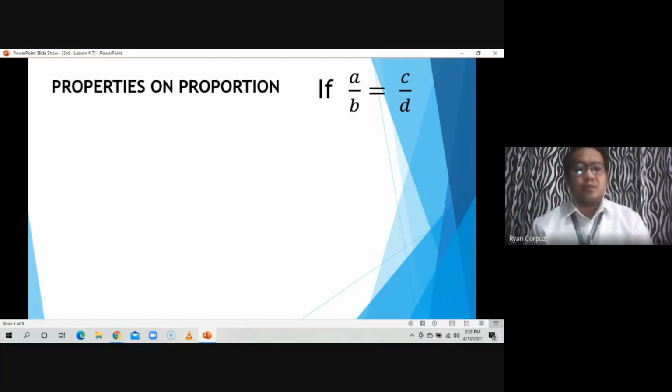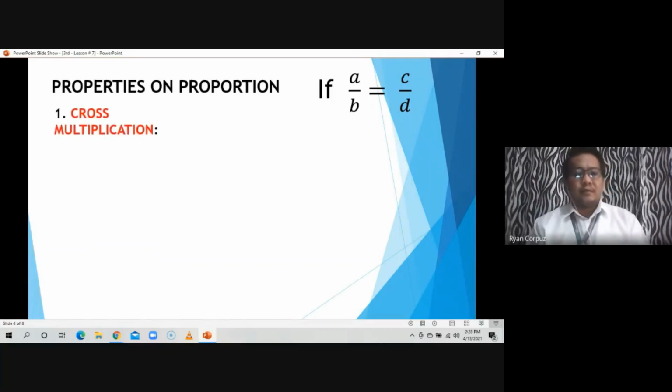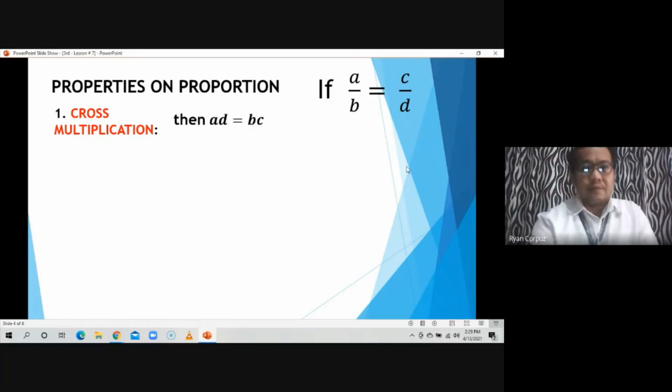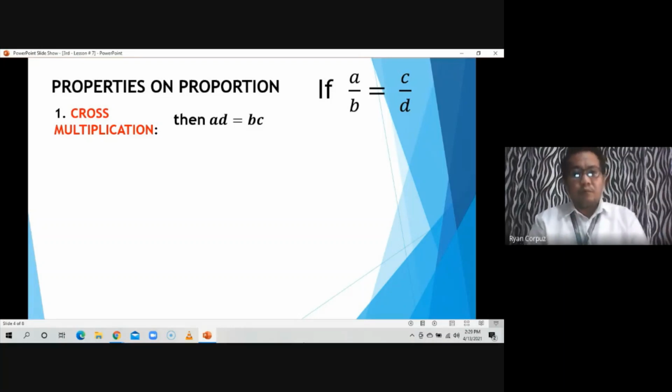If A over B is equal to C over D, the first property on proportion is what we call cross multiplication. So again, if A over B is equal to C over D, then AD is equal to BC. Saan yun? When you apply cross multiplication, it will come up with AD, that's A times D, is equal to BC. That's another way in order for us to find the unknown in a given proportion.